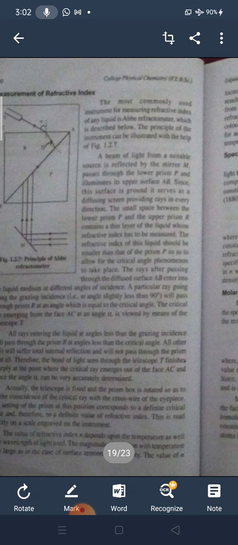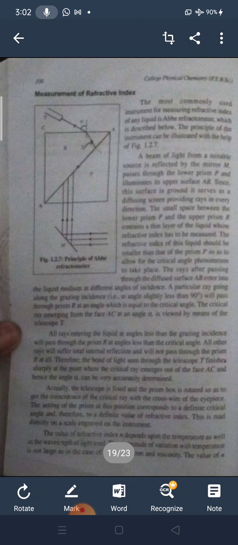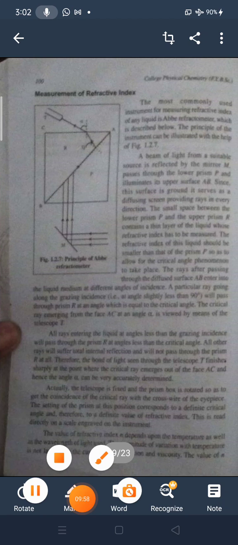Okay, this is about the refractive index. The definition is very much important. Then the molar refractivity and the specific refractivity, we have seen the definitions. Here the explanatory part is there, that is not useful, that's why I'm not going into detail of this. Here we will stop. Thank you.